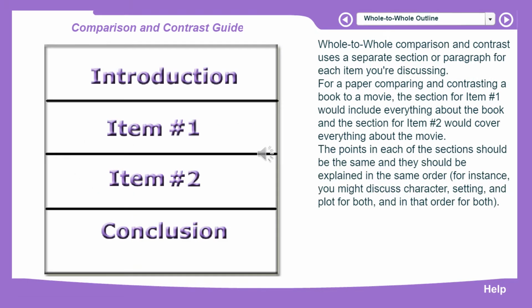Whole-to-whole comparison and contrast uses a separate section or paragraph for each item you're discussing. For a paper comparing and contrasting a book to a movie, for example, section number 1 would include everything about the book. Section number 2 would cover everything about the movie. The points in each of the sections should be the exact same, so that they are explained in the exact same order. For instance, you might discuss the characters, settings, and plots, but you need to do that for both of them.